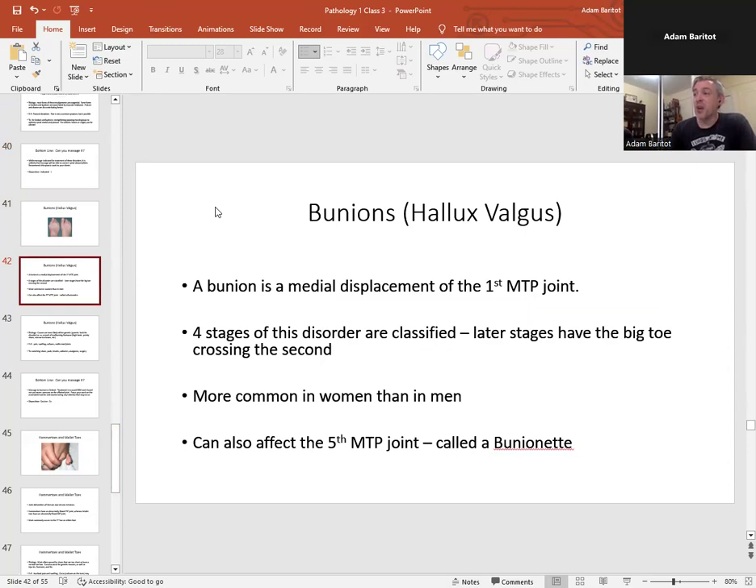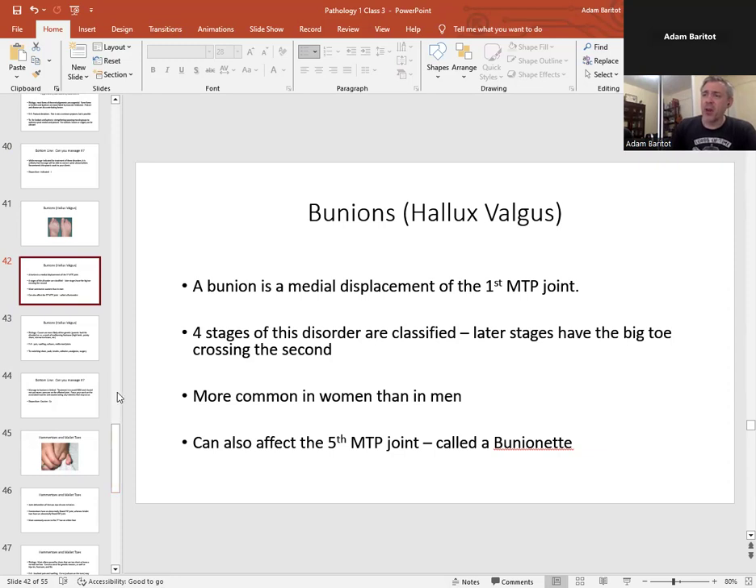This condition is more common in women than in men. This is largely due to the footwear that women wear in our society. High heels and very pointed toe shoes will exacerbate bunions. We do see a bit of that with men increasing in our society, as Italian pointed shoes are very in fashion still, apparently.